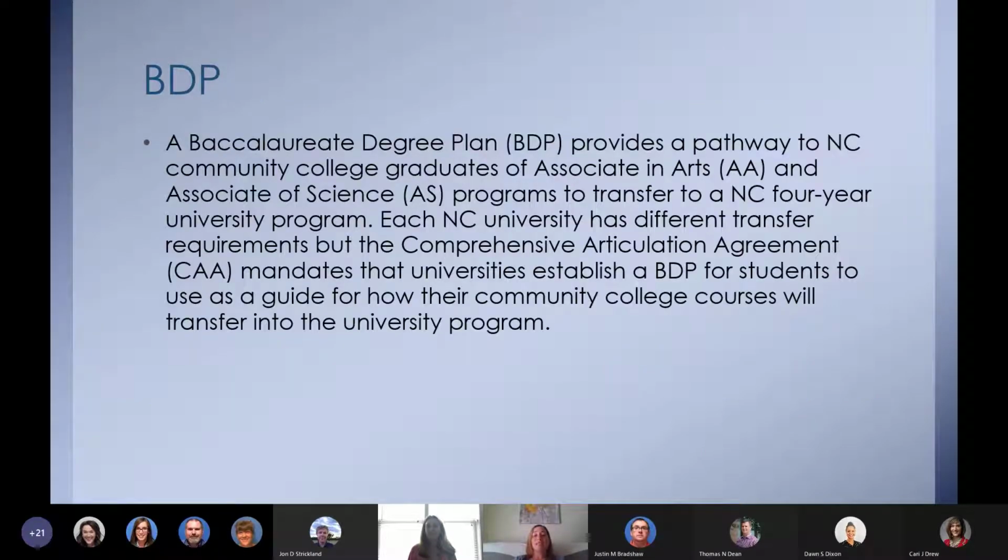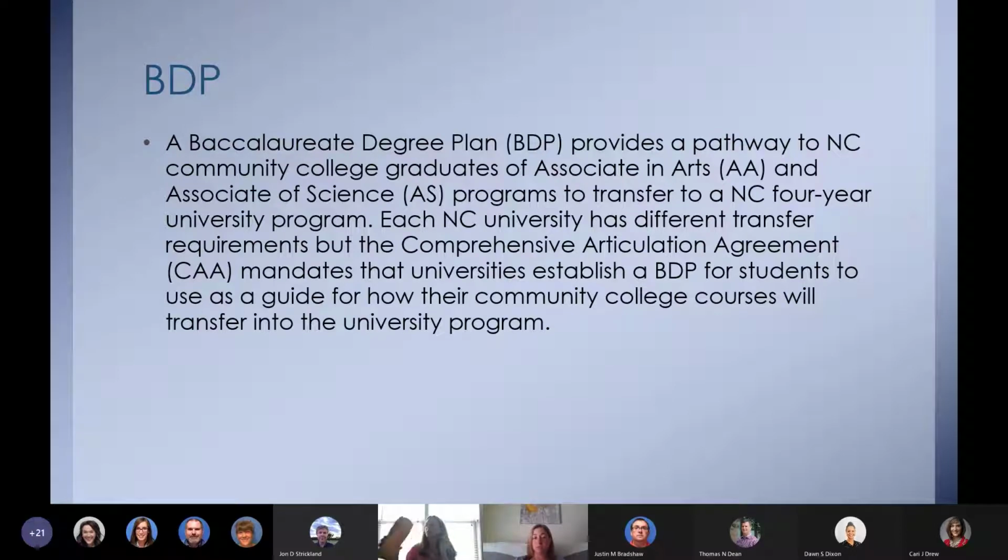Okay, so now moving on to the BDP, because I think people think that the CAA and the BDP do the same thing, but they don't actually. It's really important for you to understand both components of it and for students to understand both components of it. So the baccalaureate degree plan is a pathway for community college graduates of associates in arts and associates in science going to a 4-year, right? So it coincides with the CAA, but what it does is it protects those classes that the student took.